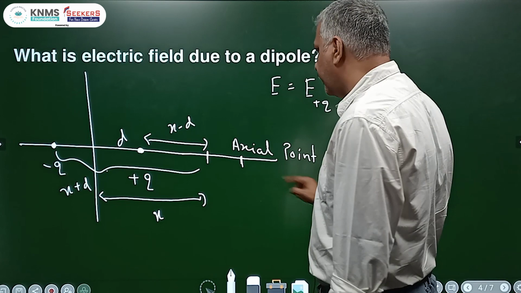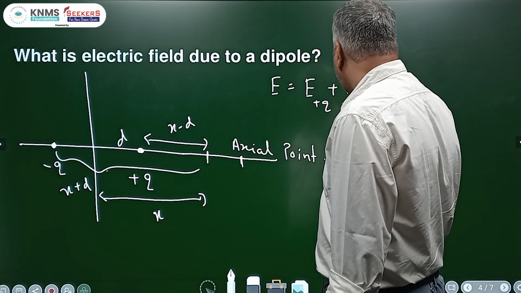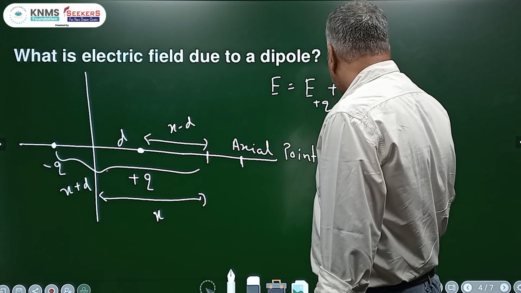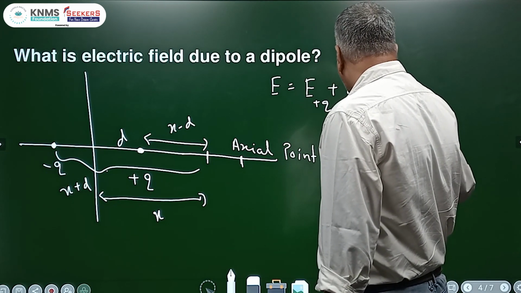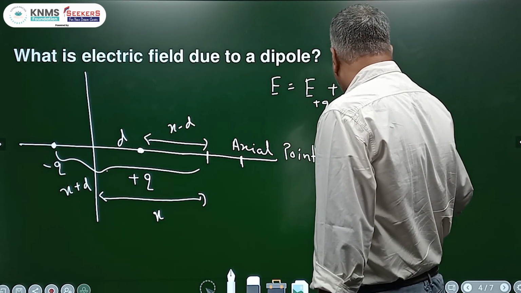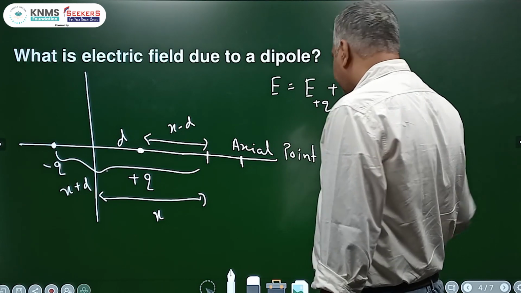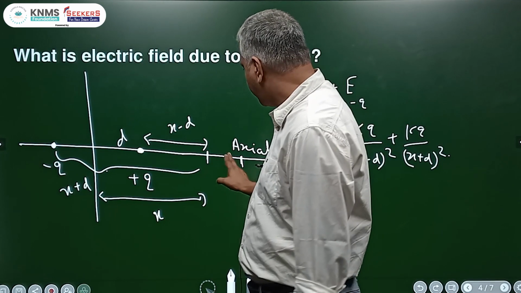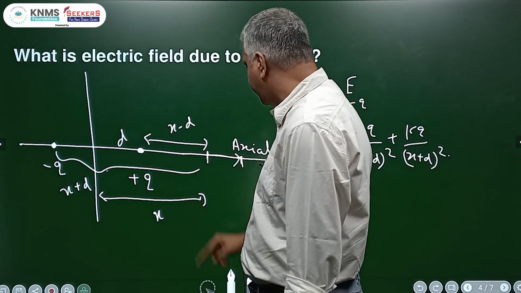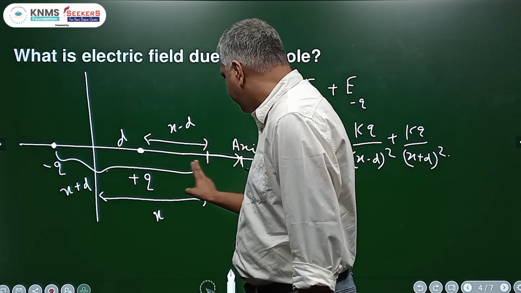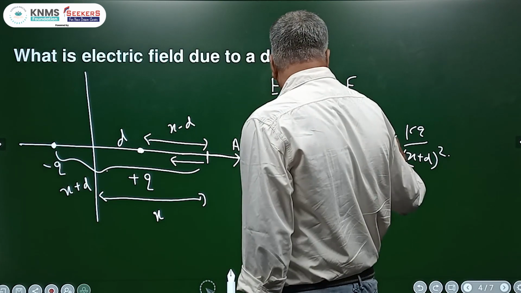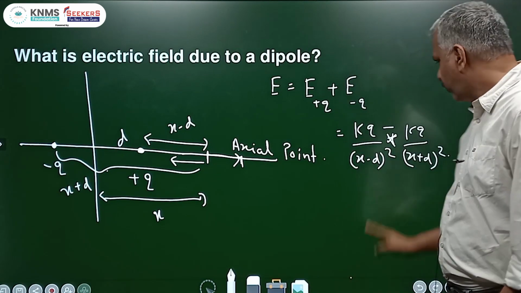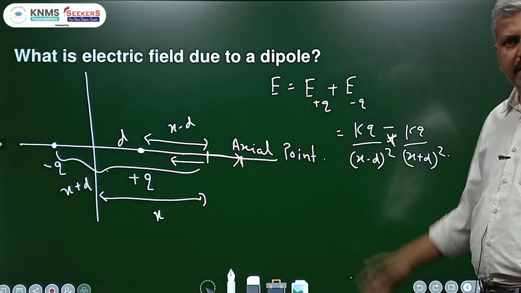So, the electric field will simply be equal to kq by x minus d the whole squared plus kq by x plus d the whole squared. So, I hope you are able to understand, but this is a positive charge. So, at this point the field will be in this direction, but for the negative charge the field will be in this direction. So, the plus here will not be correct, that has to be a negative sign. So, if I perform this operation, I will get the answer.